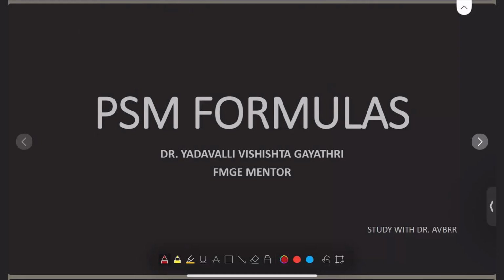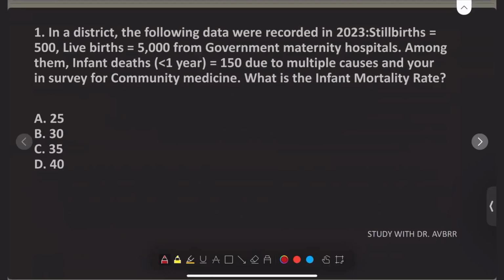So this is Yadavalli Vishishta, and today we're going to discuss PSM formulas and how to tackle them. So let's not waste our time and move on to the first question.